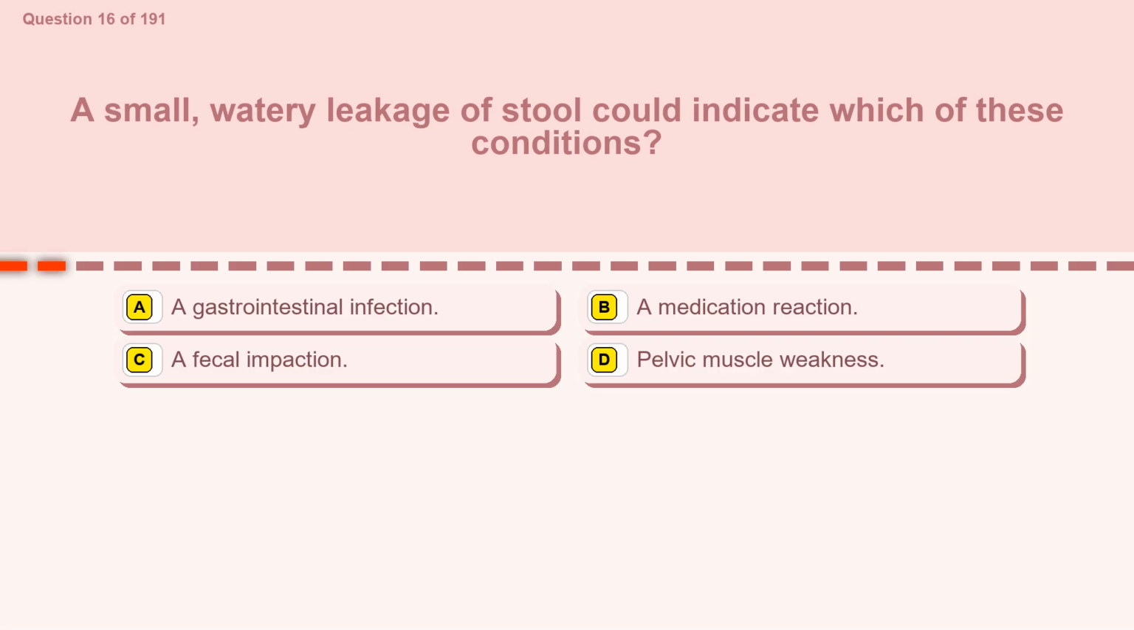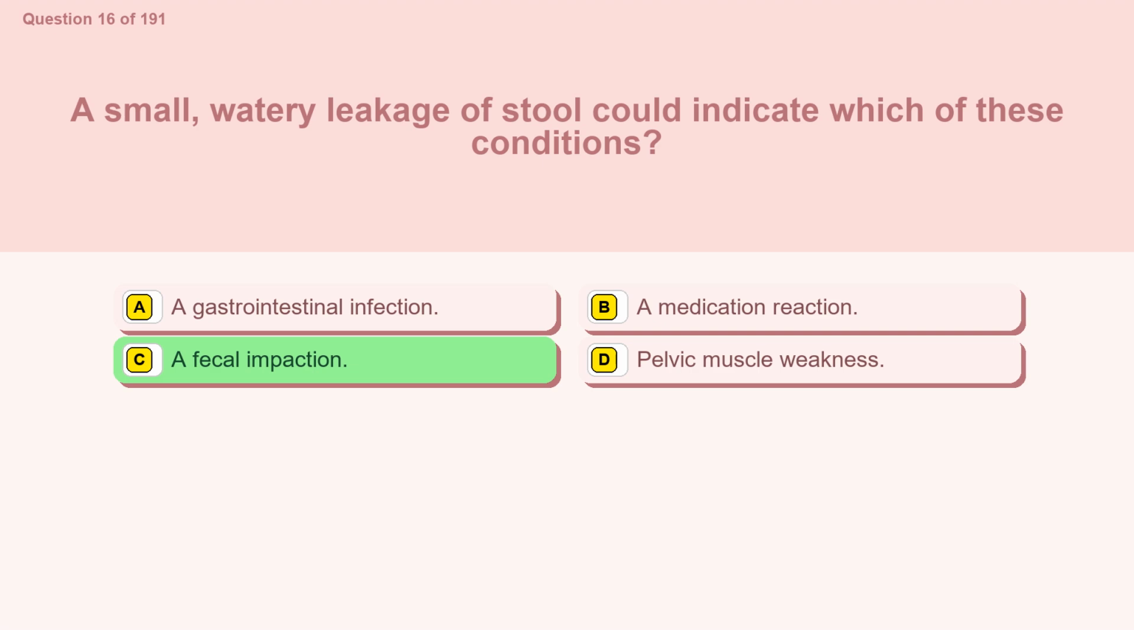Question 16. A small, watery leakage of stool could indicate which of these conditions? Option A, a gastrointestinal infection. Option B, a medication reaction. Option C, a fecal impaction. Option D, pelvic muscle weakness.